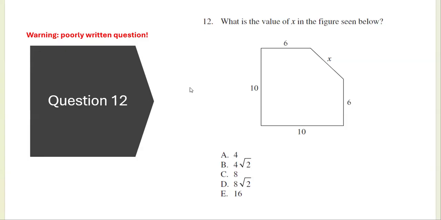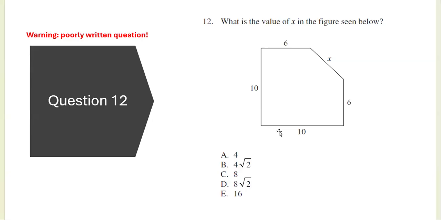It didn't say that this line segment of 10 and this line segment of 6 are parallel, and this line segment of 10 down here and this line segment of 6 up here are parallel. It doesn't say that. And it doesn't say that these angles are 90 degrees. We can't make that assumption on the SAT.